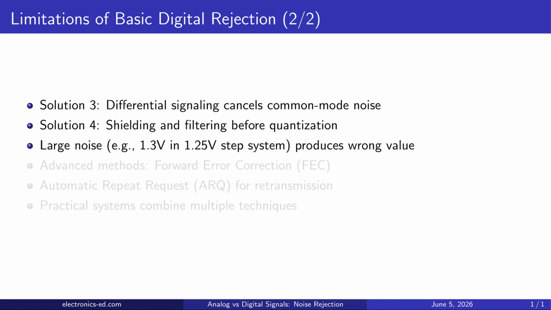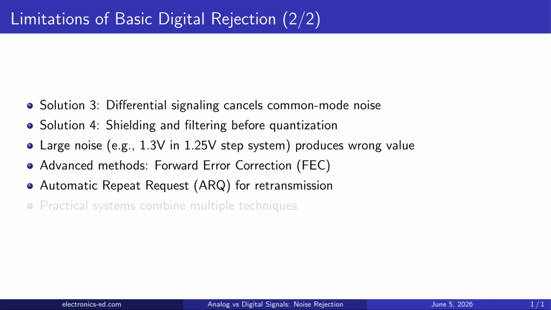Large noise, like 1.3 volts in a system with a 1.25 volt step, will still produce a wrong value. Advanced methods include forward error correction, or FEC, and automatic repeat request, or ARQ, which asks for retransmission of corrupted data. In practice, real-world systems combine multiple of these techniques for better reliability.